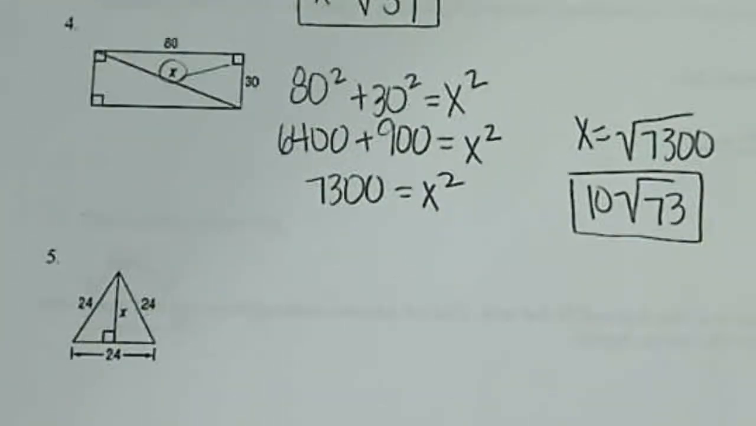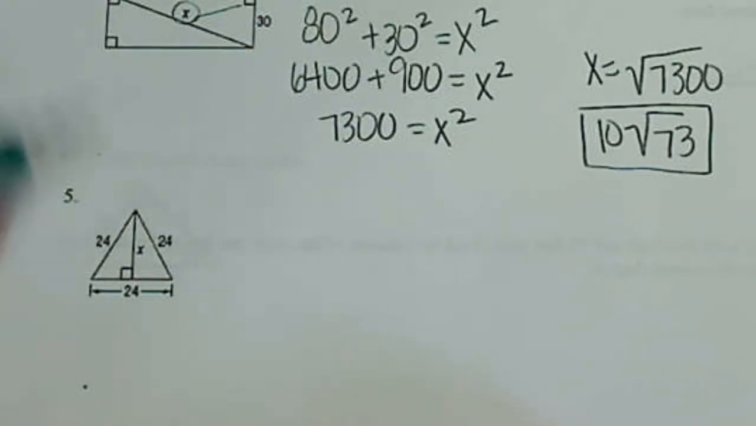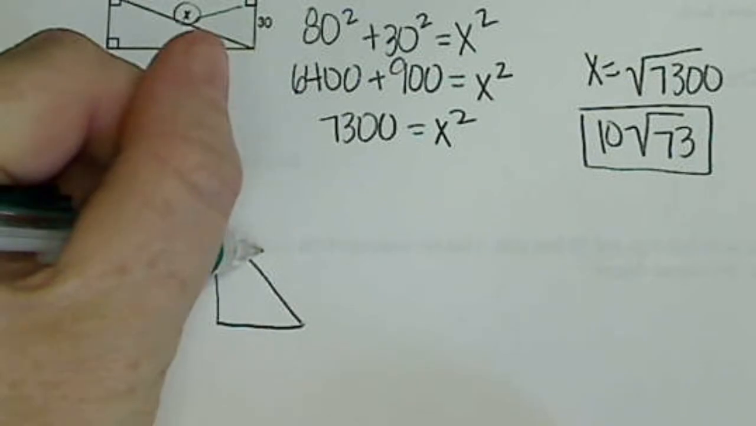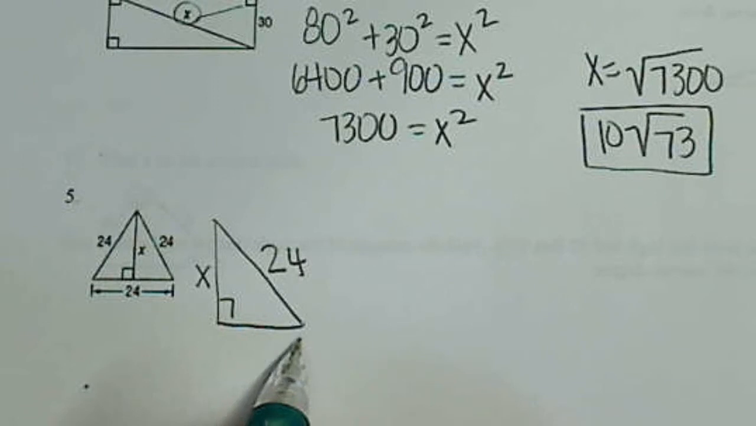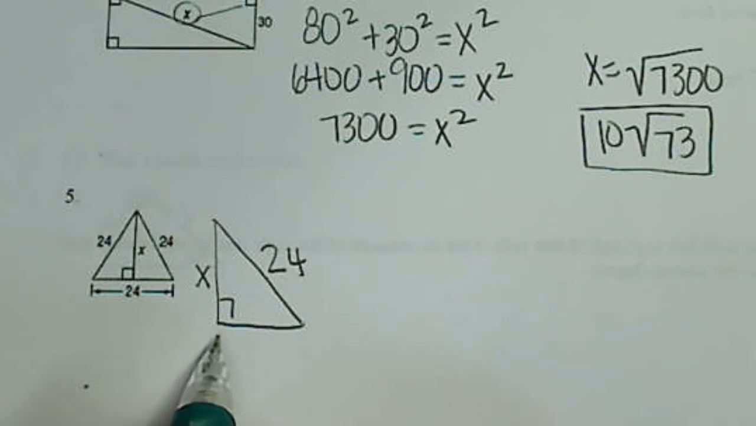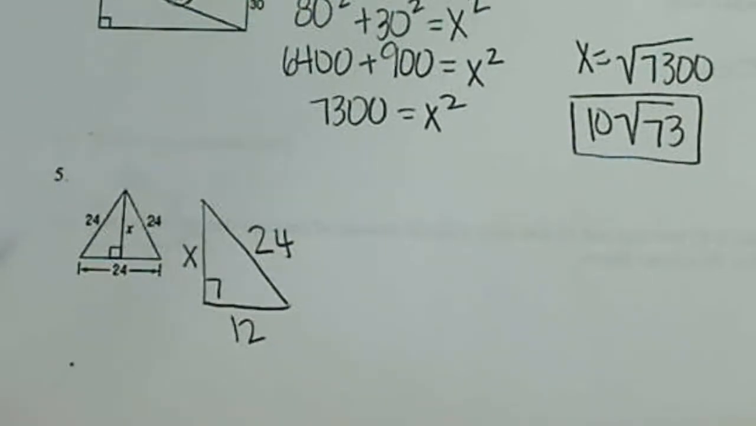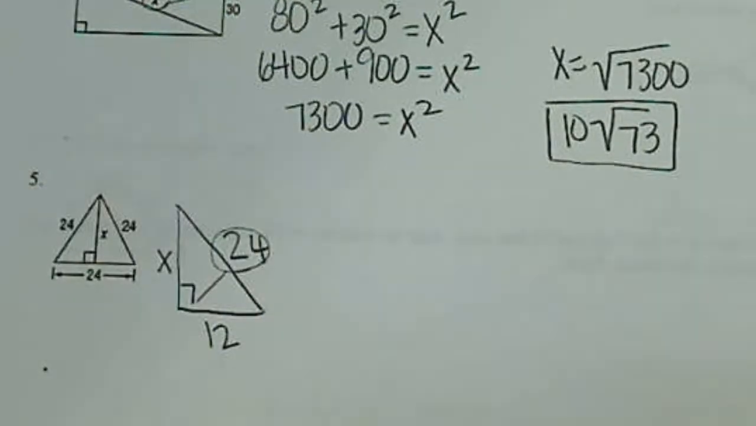Number 5. You should see a right triangle here. So if I pull that triangle out, I have 24 and x. Now how long is this side? It's not 24 anymore, it's only 12. So I can use Pythagorean theorem, but I need to know what side is C. C is always across from the right angle.